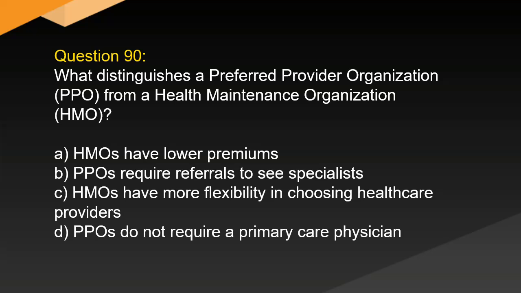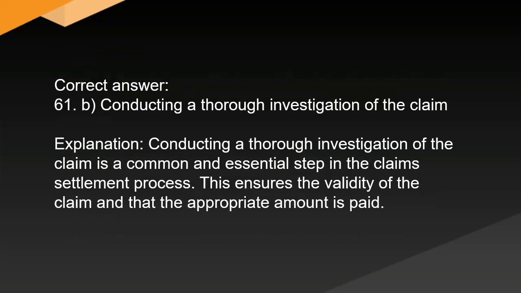Question 90. What distinguishes a preferred provider organization, PPO, from a health maintenance organization, HMO? A. HMOs have lower premiums. B. PPOs require referrals to see specialists. C. HMOs have more flexibility in choosing healthcare providers. D. PPOs do not require a primary care physician.